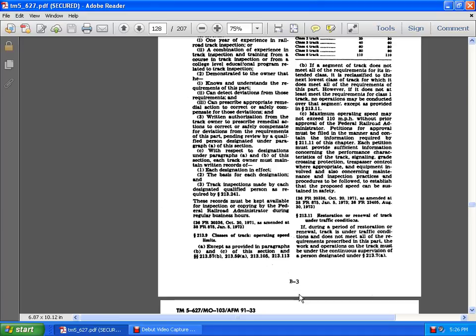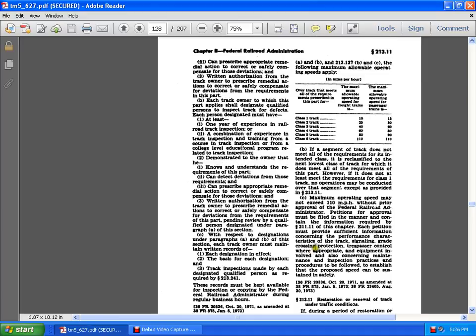January 5th, 1973. 213.9, Classes of track: operating speed. Except as provided in paragraphs B and C of this section, and 213.57, 213.59, 213.105, 213.113, and A and B of 213.137, B and C, the following maximum allowable operating speeds apply over the track that meets all of the requirements and all required maintenance prescribed in this part.